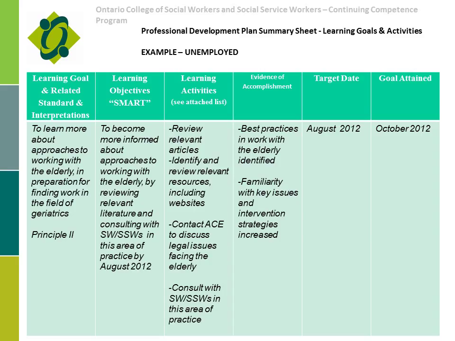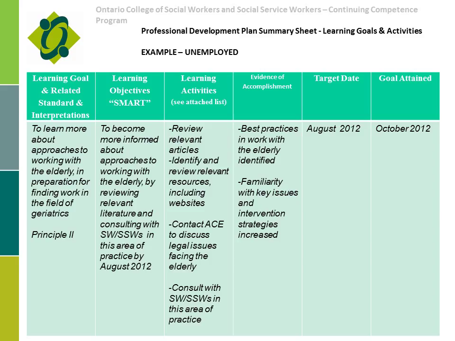Learning activities in the third column include some networking and consultation with others, but also some online research and independent reading. The member will know they've accomplished their goal, the evidence of accomplishment column, when they've identified best practices for work with the elderly, and when they're more familiar with key issues and intervention strategies.